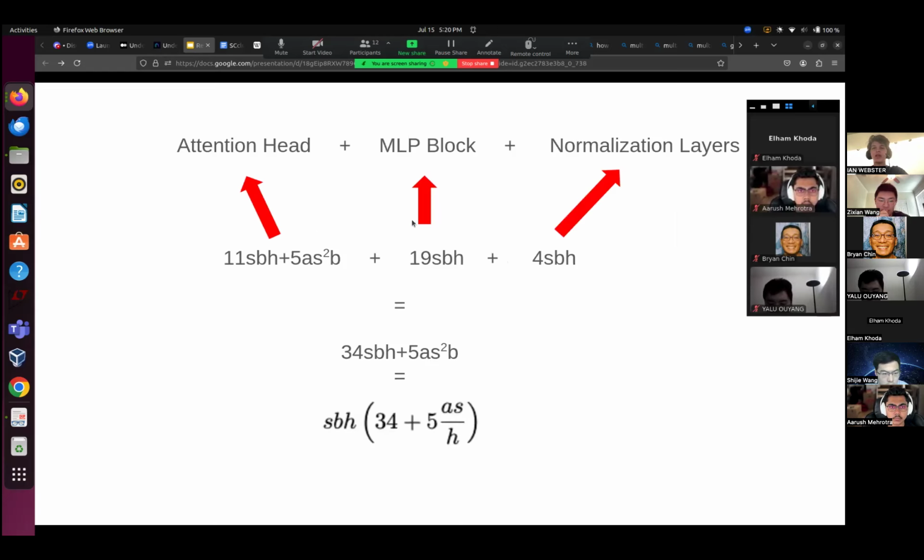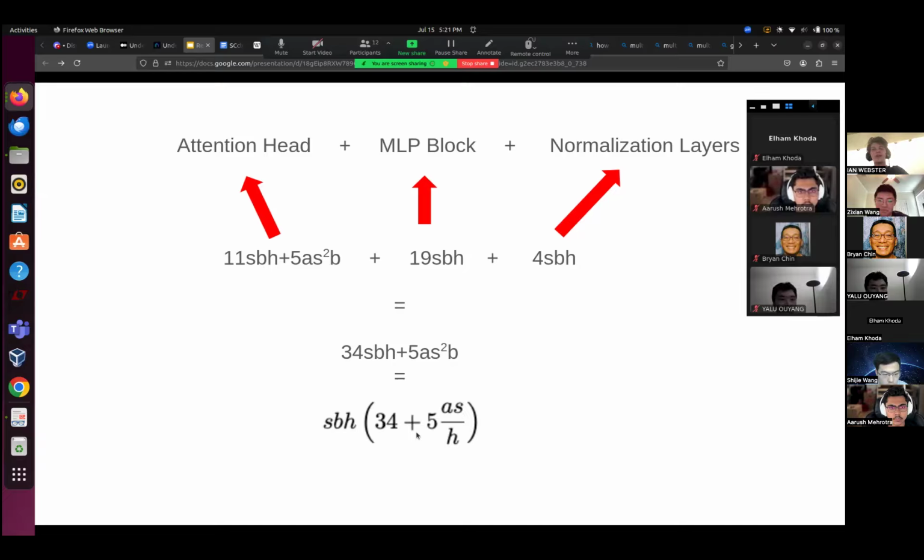And then if we sum everything together, the attention head contributes this much memory, the MLP block contributes this much memory, and the normalization layers in between contribute this much. Sum them all together, you get this equation. So that is the memory per layer that it takes to store the activations until the backward pass begins.